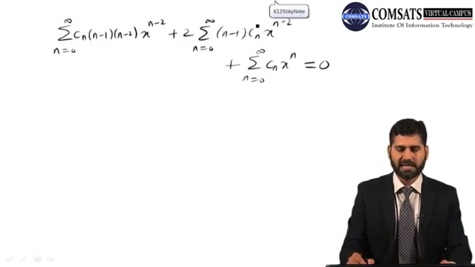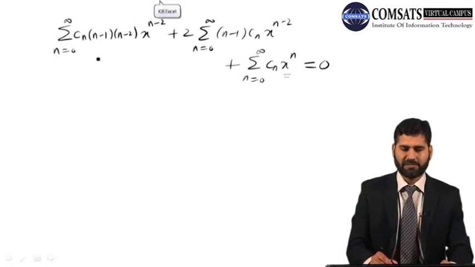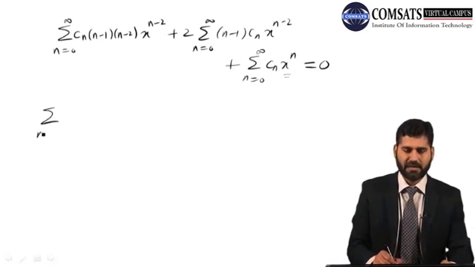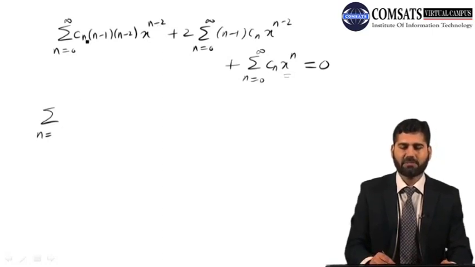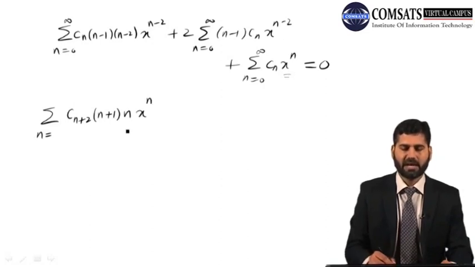So now I need to change the index. This is x^n, so I need to change this index to n and this index to n. So in the first term, if I replace n minus 2 by n, then n will become n plus 2. So Cn+2, n plus 2 minus 1 is n plus 1, n plus 2 minus 1 is n, and x^n. And now because the new n is n minus 2 basically, if n starts from 0, the previous one will start from negative 2.